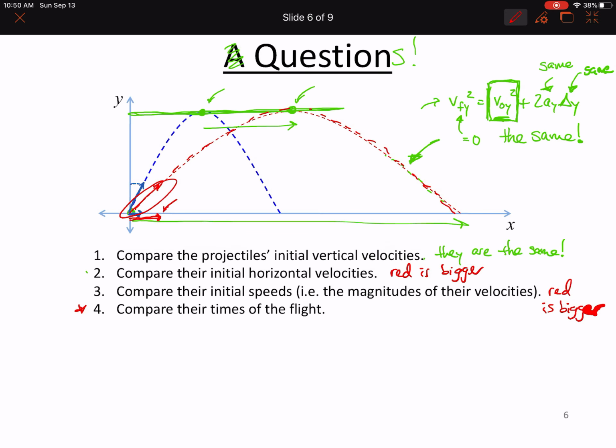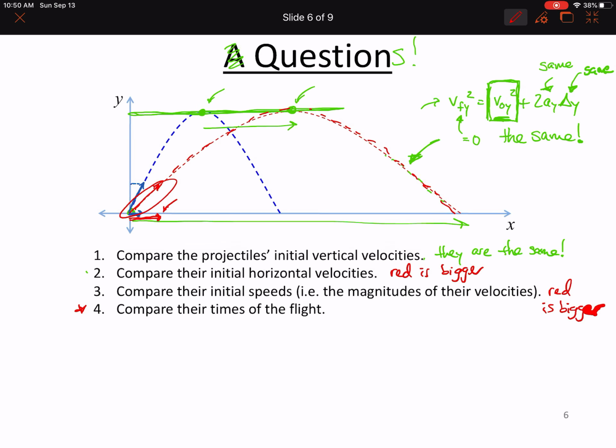But as it turns out, and if you've been thinking about our conclusions for 1, 2, and 3 a little bit, you might have come to this conclusion as well. As it turns out, the time of flight for both of these trajectories is exactly the same. Okay? So you can make a number of different arguments here.